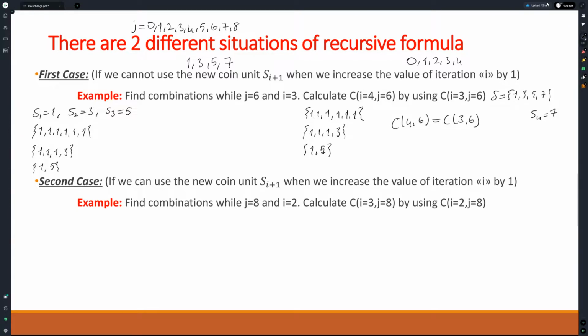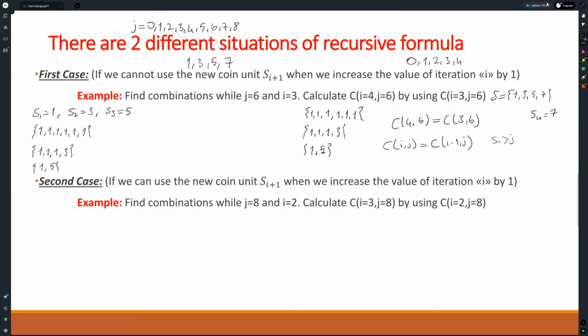To generalize the first case, we can say C(I, J) is equal to C(I minus 1, J) when the new coin Si is greater than amount J.